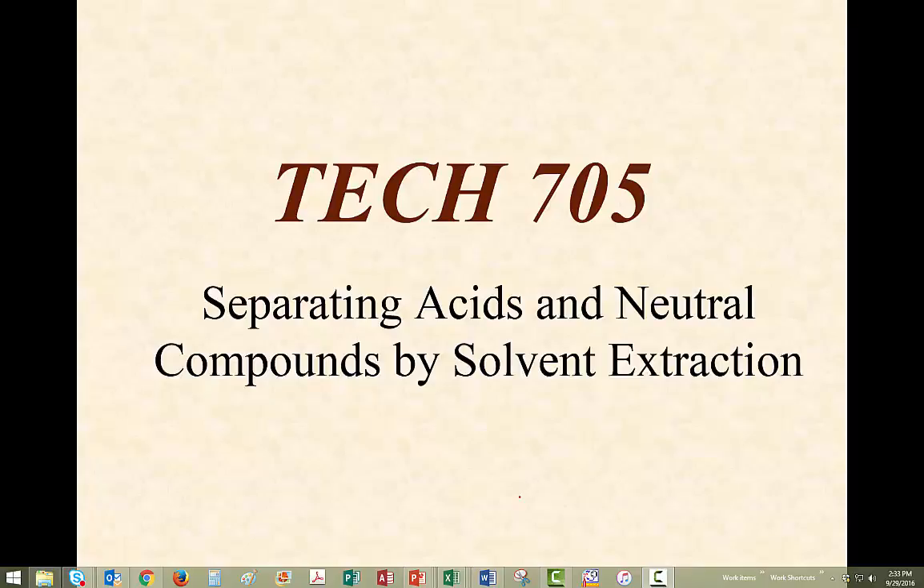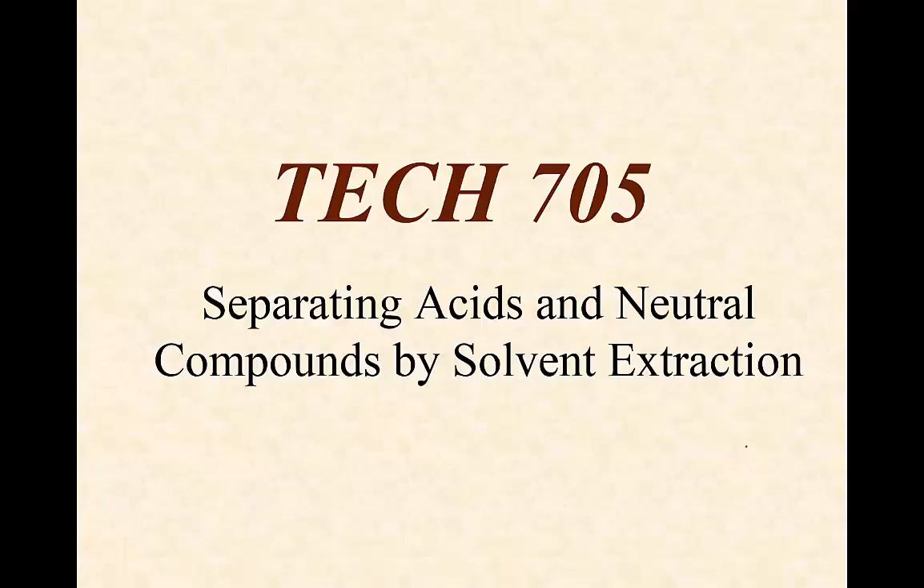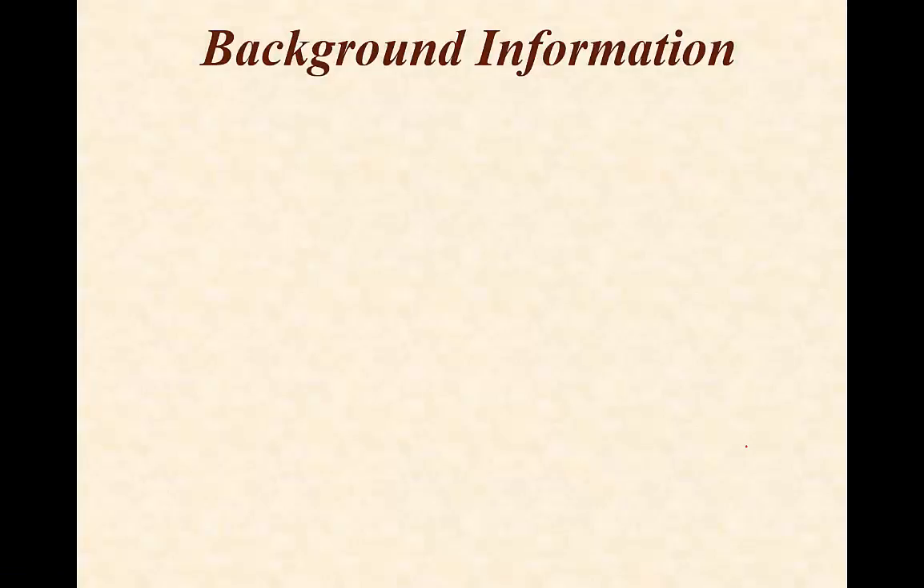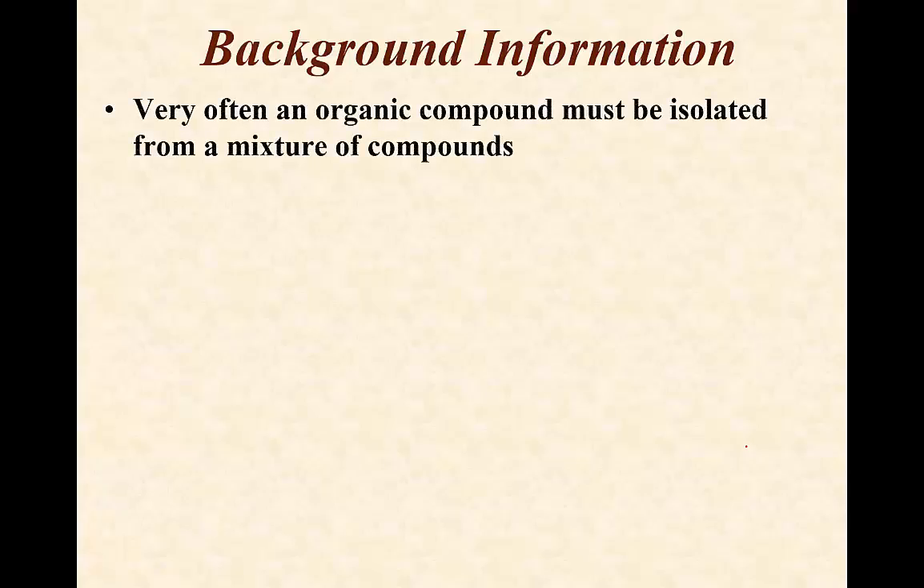This is the pre-lab lecture for Tech 705, which is the separation of acidic and neutral organic compounds using a technique known as solvent extraction. So we want to look at a little background information about the lab, what we're doing. The idea is that we want to isolate organic compounds from a mixture. We have some sort of set of unknowns we want to purify or isolate.